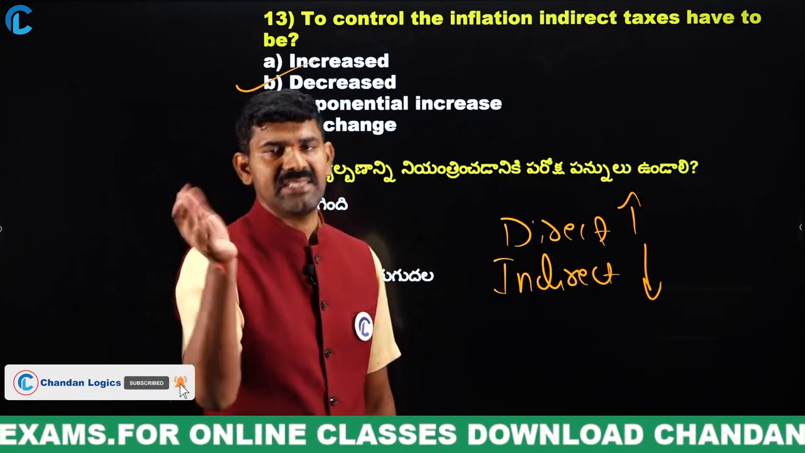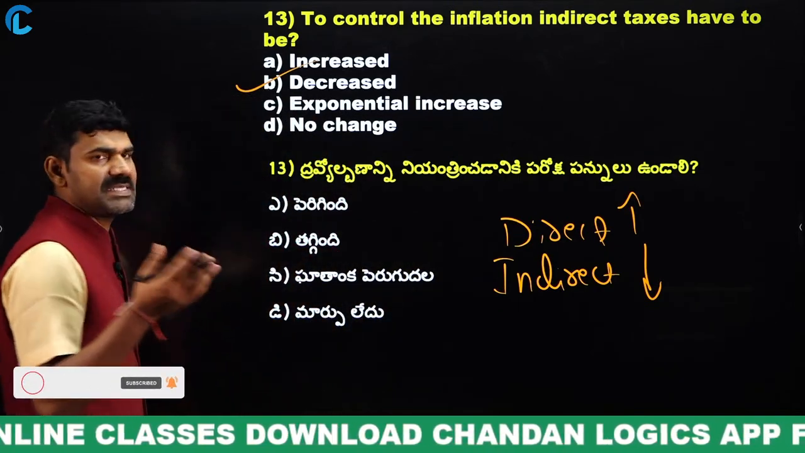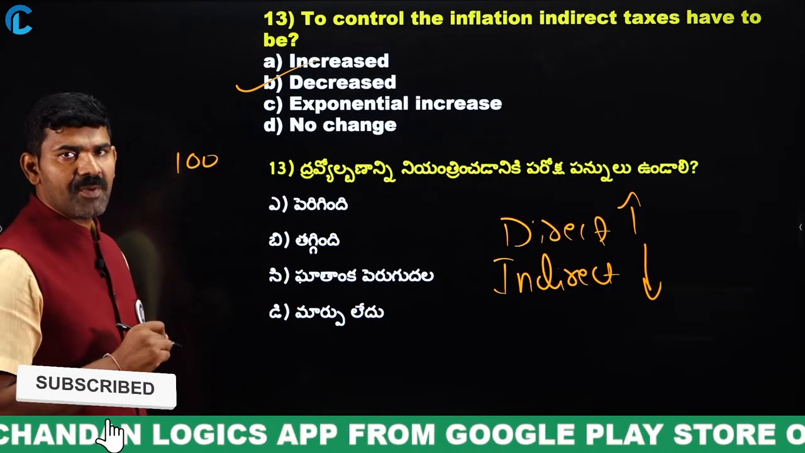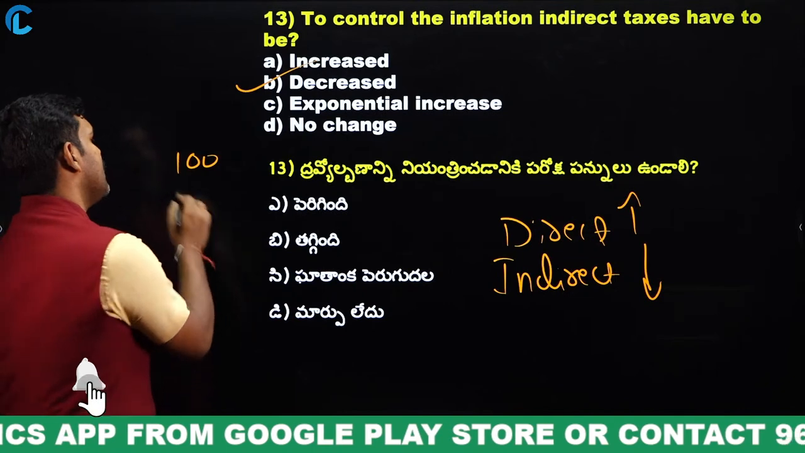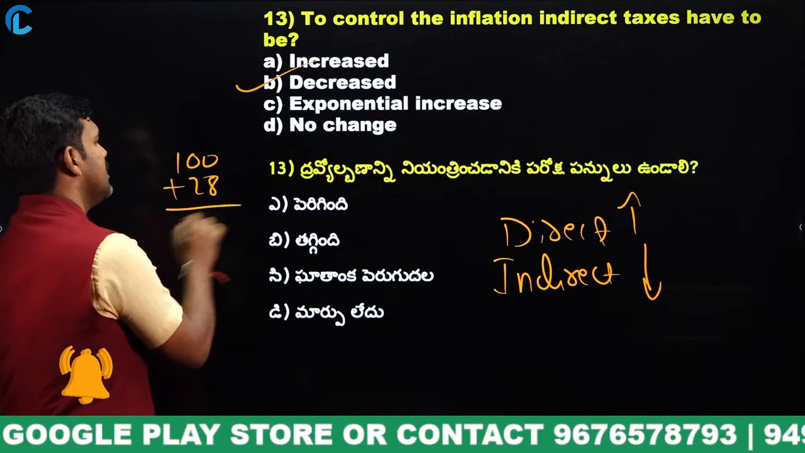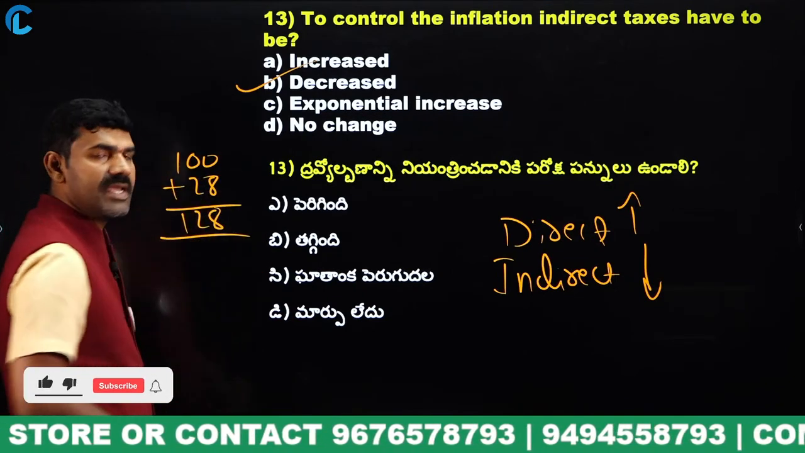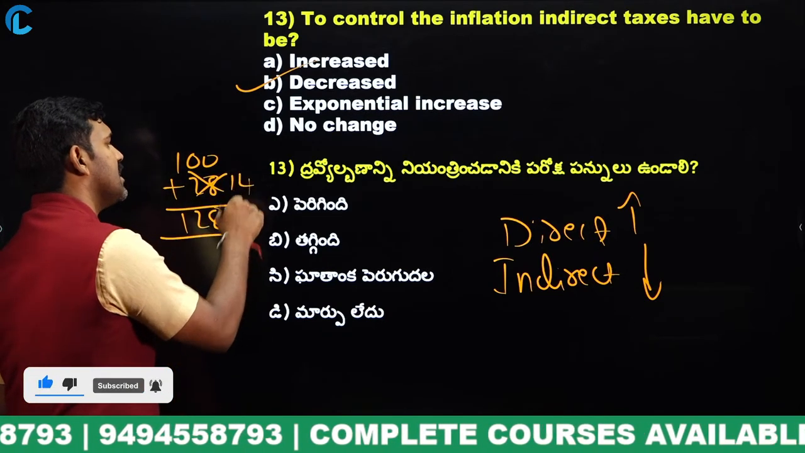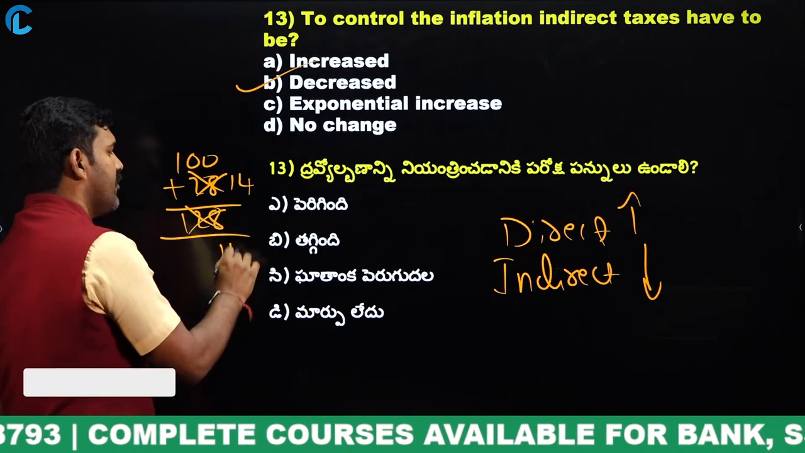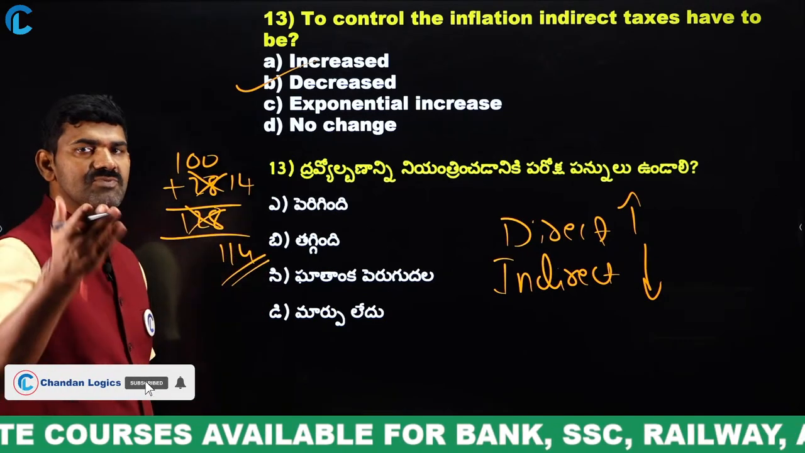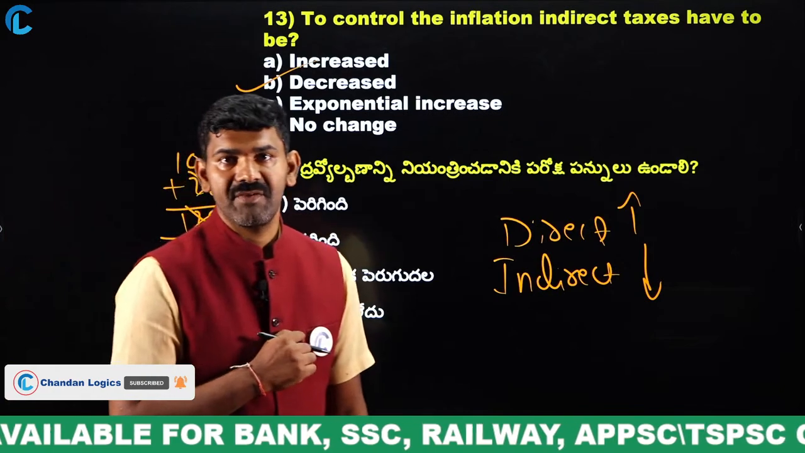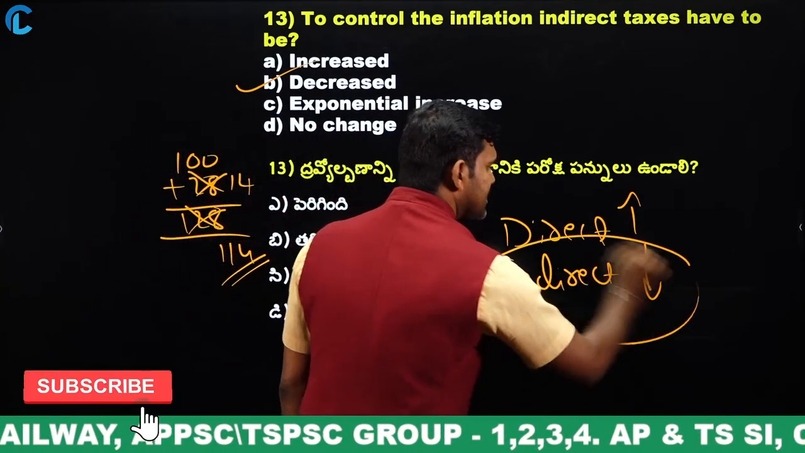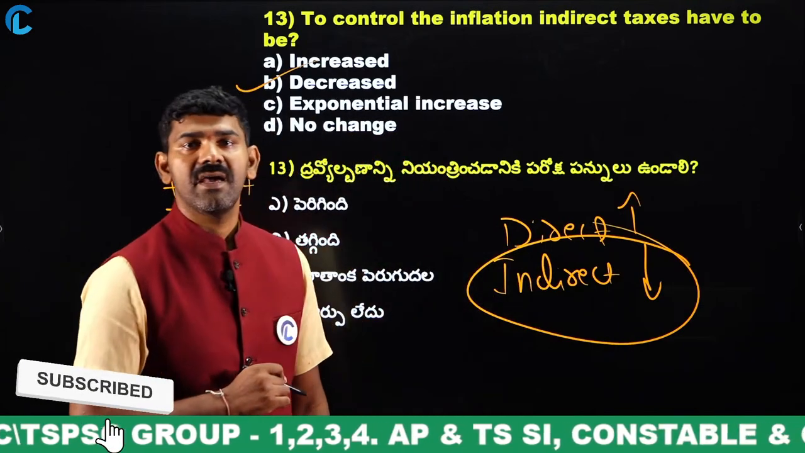Very simple logic. For example, let us say that I want to purchase a product. Let's say the cost of the product is 100 rupees. The tax on the product is, let's say, 28%. Then what is the total cost of the product? 128. Now, if I decrease the indirect tax to 14%, then what will be the cost of the product? 114. The price has decreased, which means inflation is controlled. That is how, by reducing the indirect taxes, you can control the inflation in the economy.